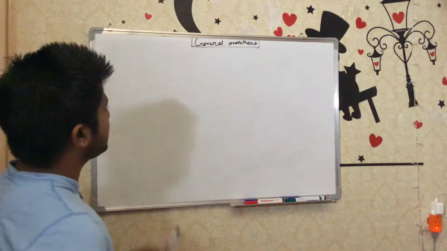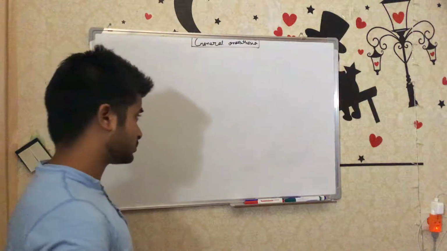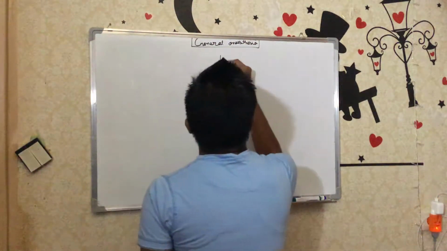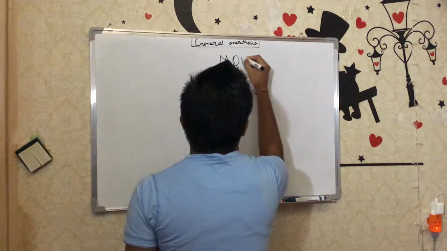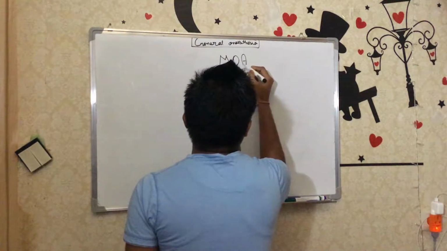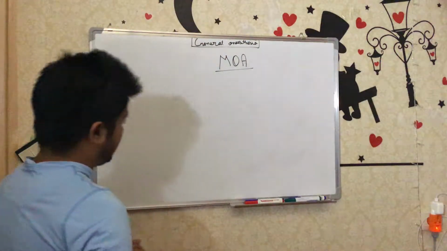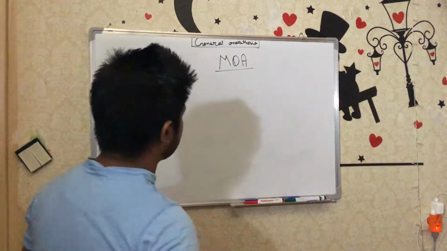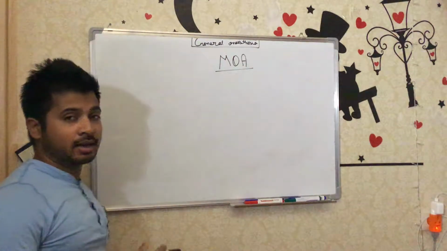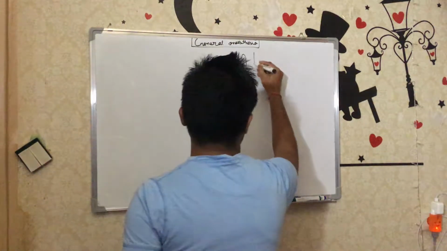So let's start with the first, mechanism of action. What is the main mechanism of action? Actually, the main mechanism of action is still not clear. But according to the physiological function of the brain, the scientists and researchers think that it acts like this. So we'll discuss how it acts and what the main mechanism is.